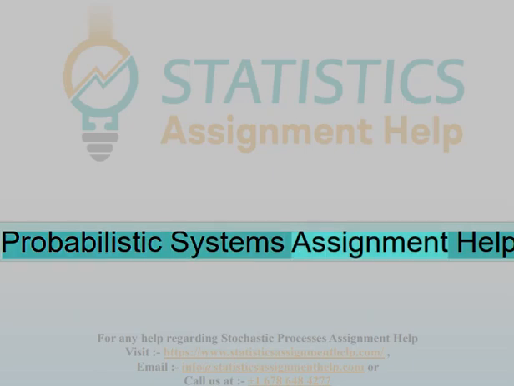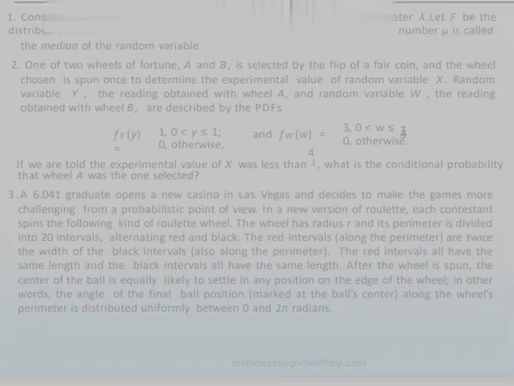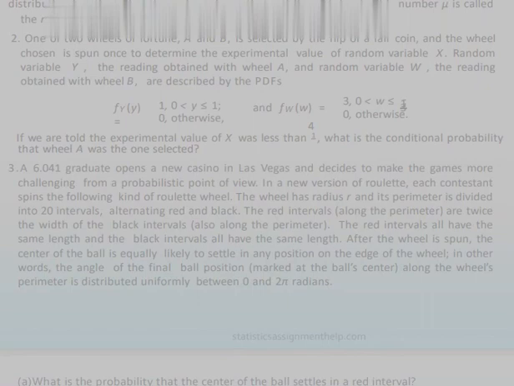Probabilistic Systems Assignment Help. 1. Consider an exponentially distributed random variable X with parameter lambda. Let F be the distribution function. Find the real number m that satisfies F(m) equals 1/2. This number is called the median of the random variable.